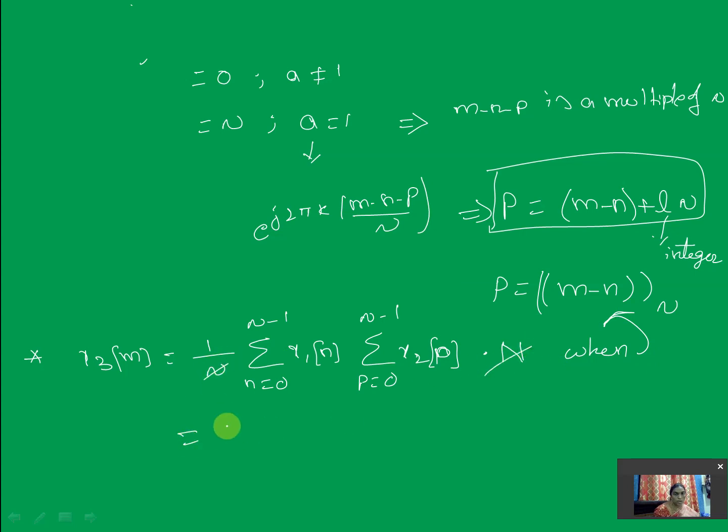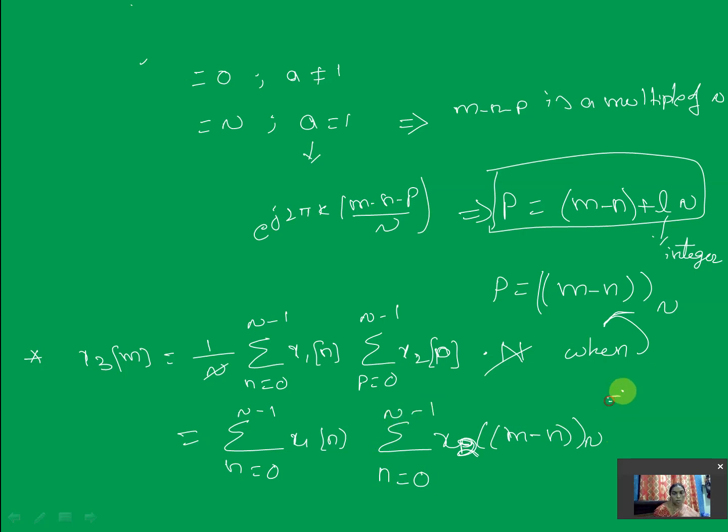Now these two get cancelled. So the summation n from 0 to N minus 1 of x1 of n, x2 of p is nothing but x2 of (m minus n) modulo N. The limits for n are 0 to N minus 1. Actually you can get the limits for n as m plus lN to m plus lN minus (N minus 1), if you substitute based on this formula. The number of samples is N, that's why you may take 0 to N minus 1.